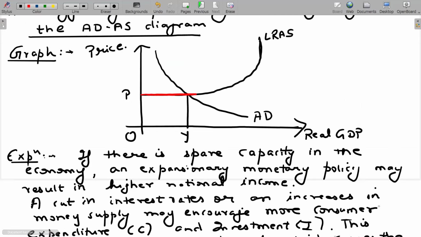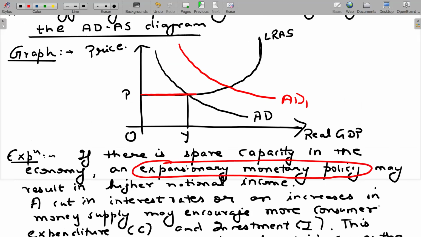As I can draw this in the graph also, students can see the graph. The aggregate demand curve is going to shift to the right now because of an expansionary monetary policy. This can be conducted through a fall in the interest rates. When interest rates fall, borrowing becomes cheaper. Households can borrow for consumption purposes, firms can borrow for investment purposes. When interest rates fall, both C and I go up, aggregate demand goes up.